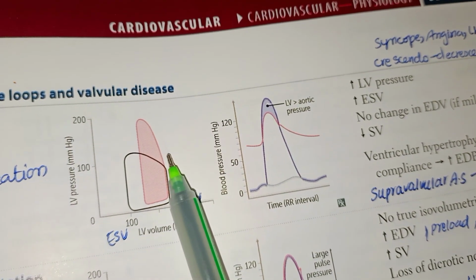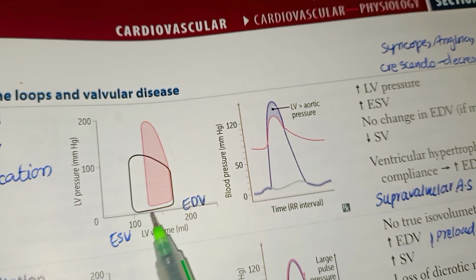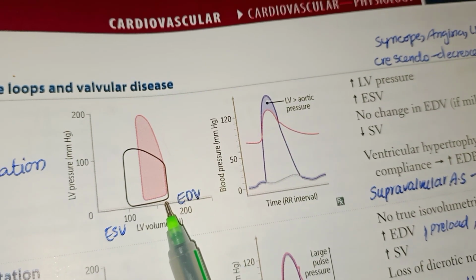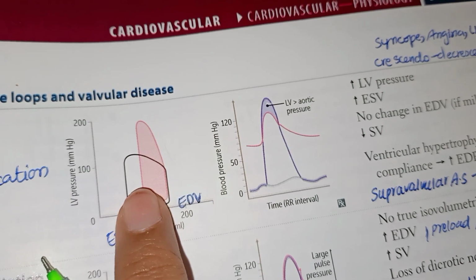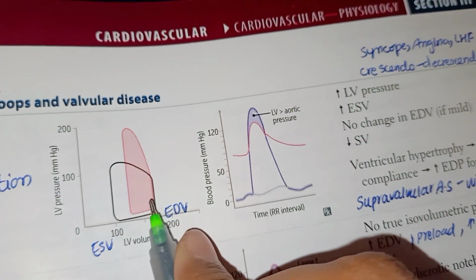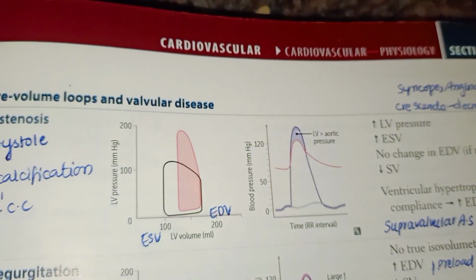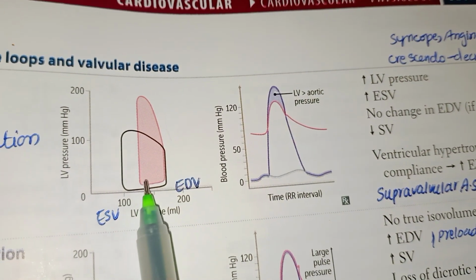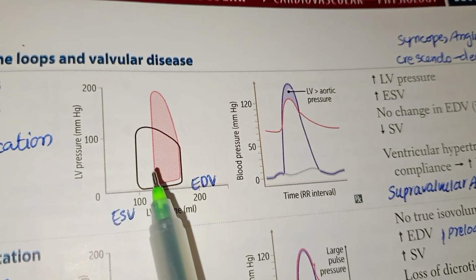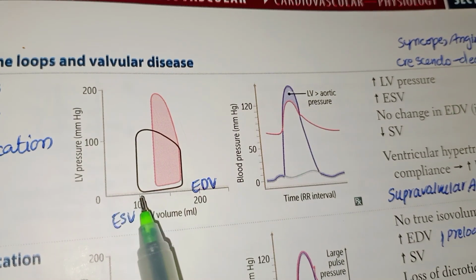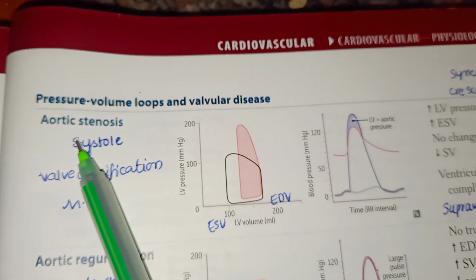So this indicates there is an increase in left ventricular pressure. So left ventricular pressure is increased, end systolic volume is increased, and stroke volume is decreased. How to say that? This black color is the imaginary normal cardiac cycle. So you can see this orange area is lesser than the black area. So this represents that the stroke volume is decreased. So we need to try to identify the condition. Stroke volume is decreased, but the left ventricular pressure is increased, and the end systolic volume is also increased. So this condition is seen in aortic stenosis.